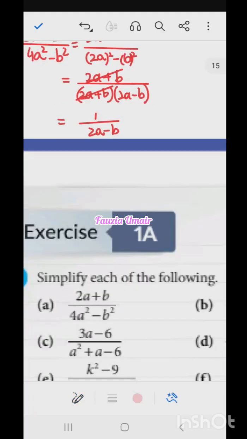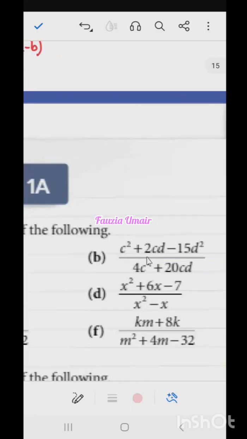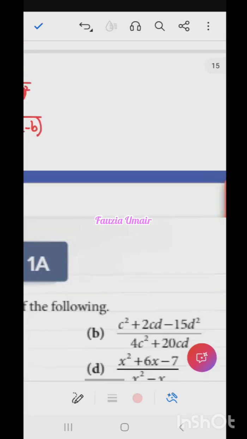So now looking at part B, part B is c square plus 2cd minus 15d square. Can anyone tell me which factorization methods we can use? Middle term breaking. Middle term breaking in the numerator. What about the denominator?